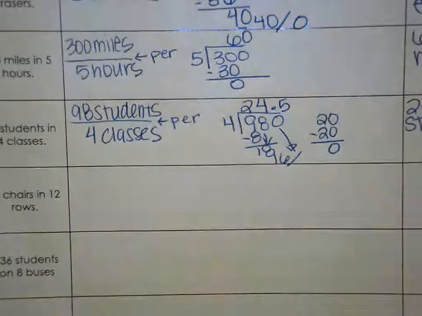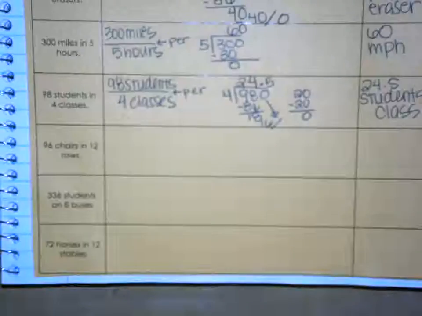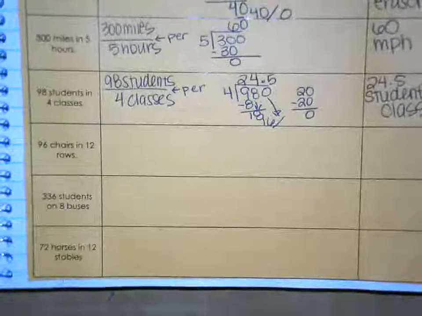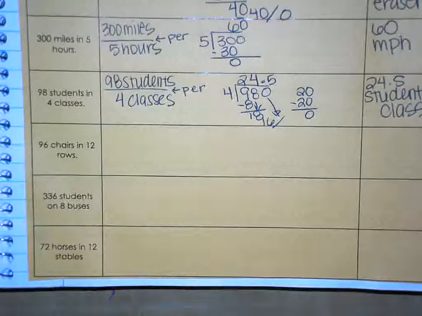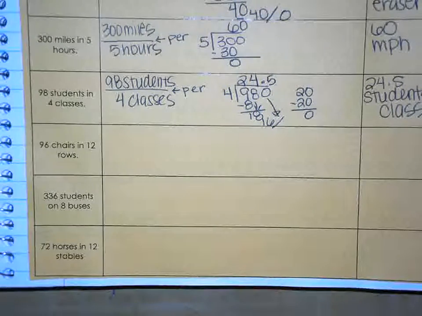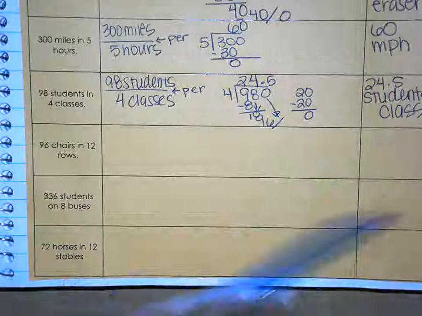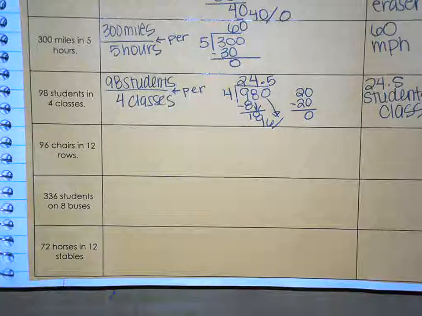So what I want you guys to do for the rest of your homework is there are 3 more problems. We have 96 chairs in 12 rows, 336 students on 8 buses, 72 horses in 12 stables. I want you to do your work exactly like we've done up above, answer them off to the side, and we will check them in class tomorrow.